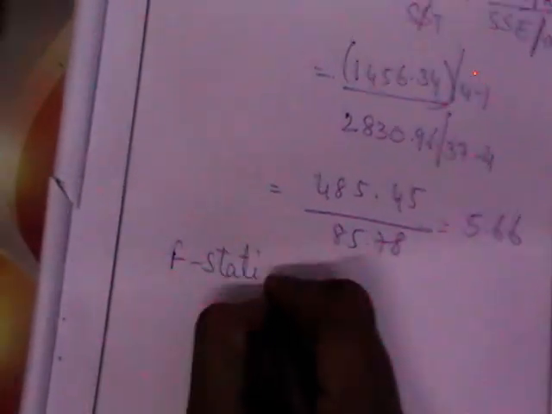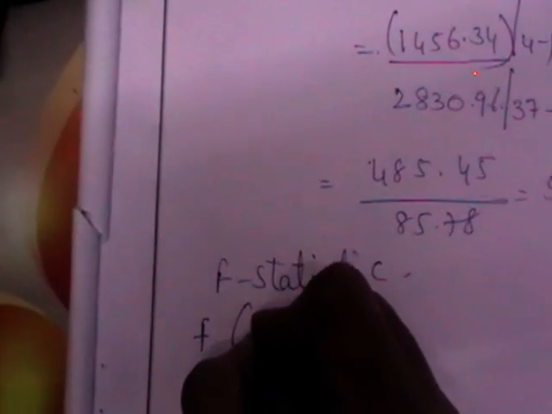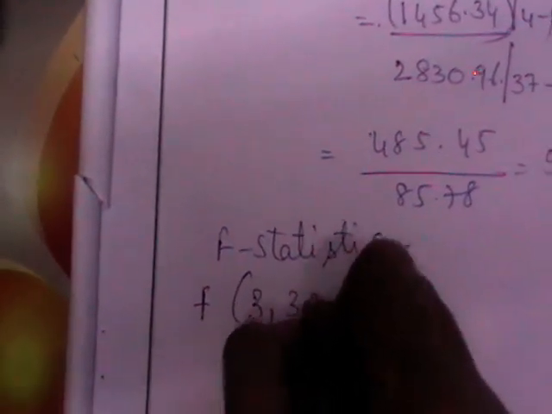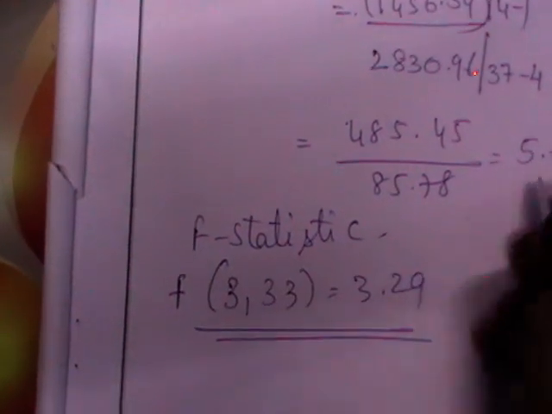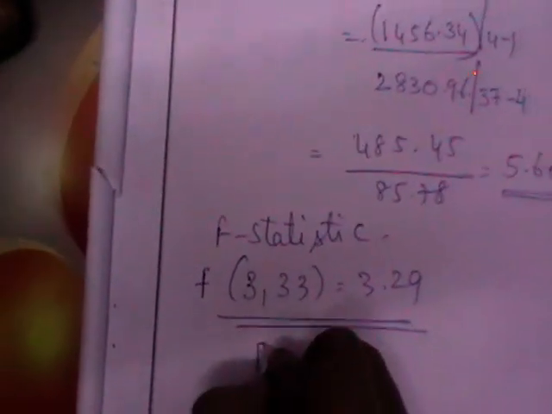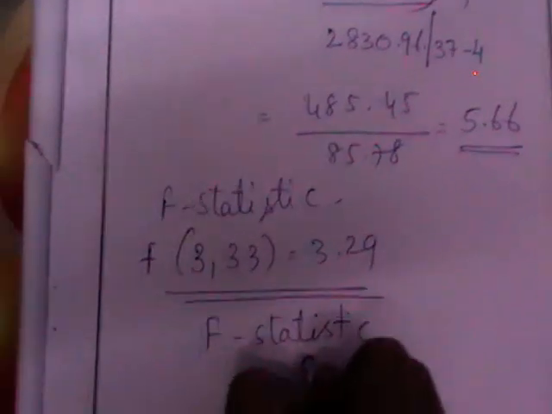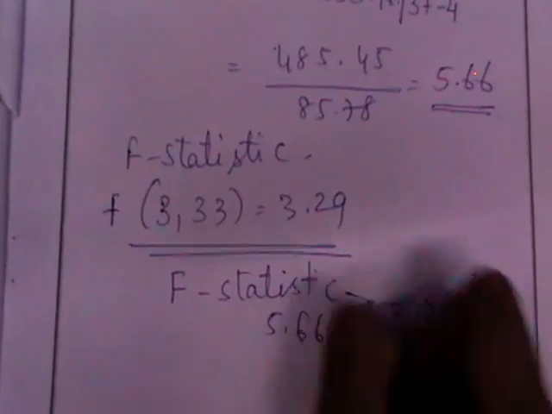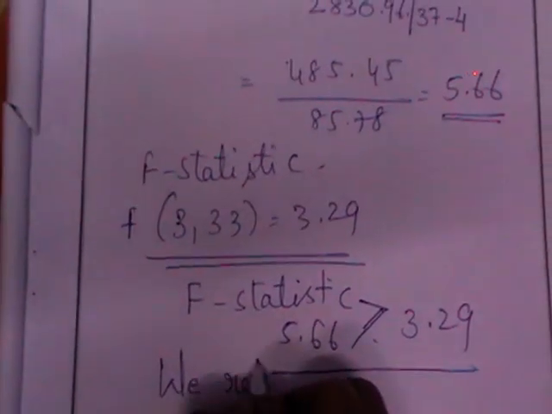Then to accept or reject the null hypothesis, you should obtain the table value. Table values will be given to you in the examination itself. Here the table value given is F3,33, which is 3.29. After calculating the F statistic, you compare it with the table value. What is the F statistic here? 5.66. You compare that with 3.29. 5.66 is greater than 3.29, so we are going to reject H0.